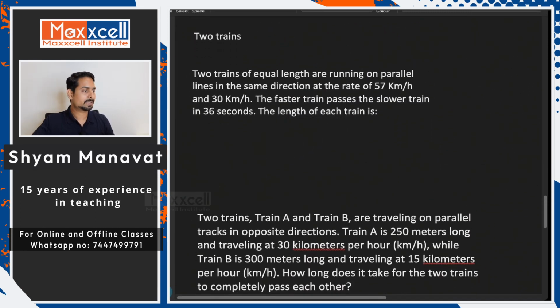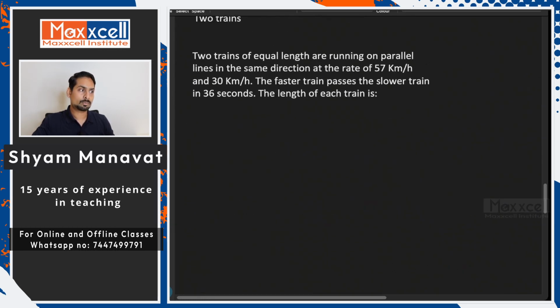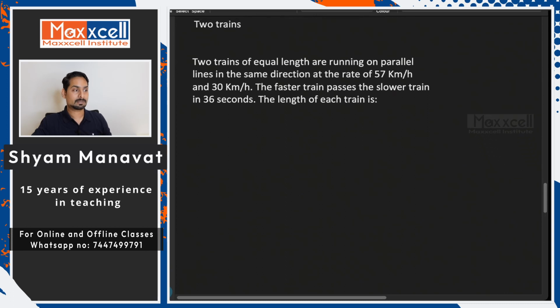Fourth type of case you can see when there are two trains. That means you got two objects which are moving and both of them are trains. You got two lengths of trains, right? Okay, so let's look at the example and then understand.